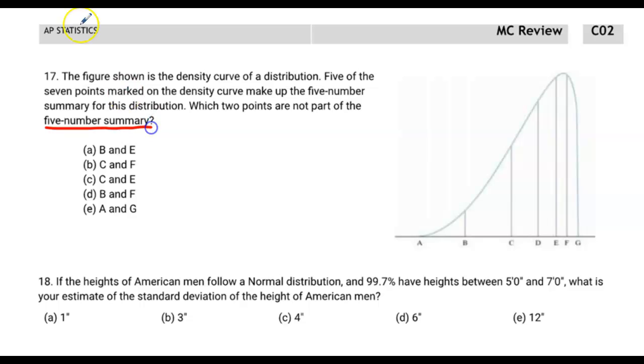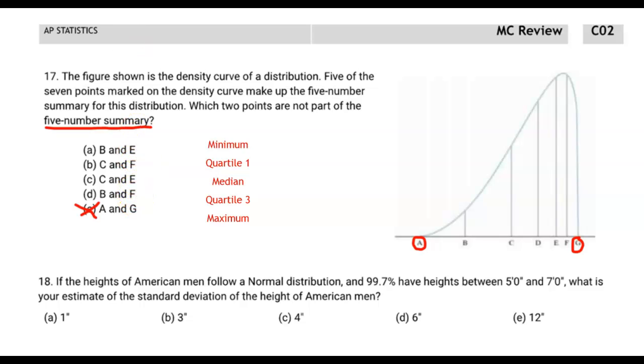We know the 5-number summary. That's only 5 different values. It's the minimum, quartile 1, the median, quartile 3, and the maximum. The minimum and the maximum should be fairly easy to label. I know that A is probably the minimum, and G is probably the maximum. So which 2 points are not part of the 5-number summary? Well, we can eliminate anything that has A in it or G in it. So that means this one's right out. Unfortunately, nothing else has A and G in it.